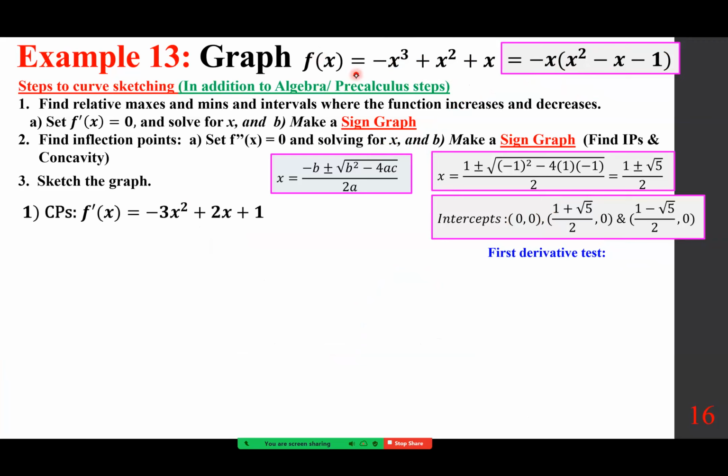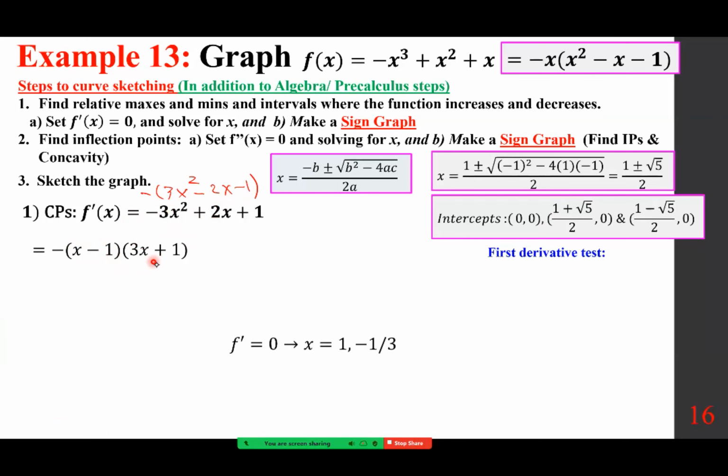Because I want to set it equal to 0 and solve it, I'm going to take the negative sign out. So I get minus 3x squared minus 2x minus 1. Since I want two numbers whose product is -1, one of them is 1, one of them is -1. You have to make sure the middle term works. This is minus 3x, this is plus x, they add up to minus 2x. You set this one equal to 0, you get 1. You set this one equal to 0, you get -1/3. So there are two critical points.